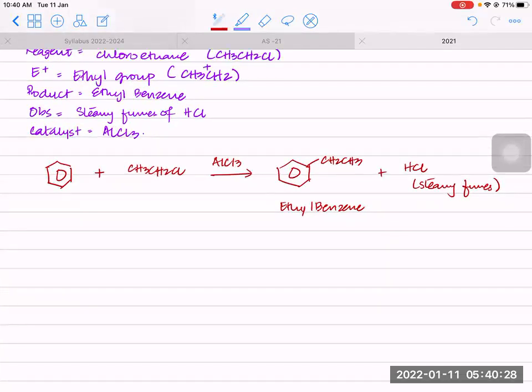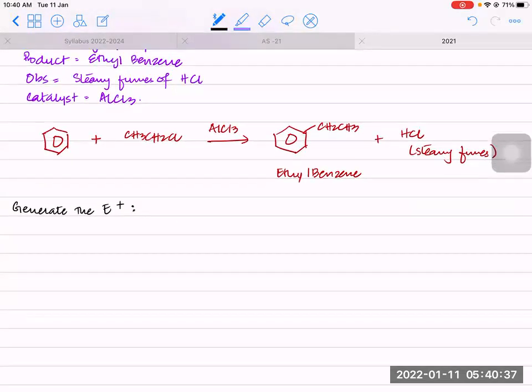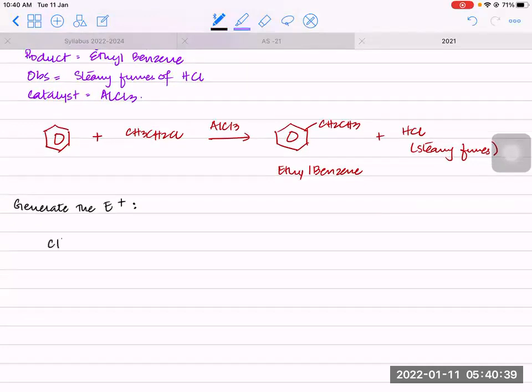So the first thing we've got to do is generate the electrophile. Now, how do we generate the electrophile? It'll be in the presence of a catalyst. So you have CH3CH2Cl. That's your chloroethane. This with AlCl3 will give AlCl4 minus plus CH3CH2 plus.